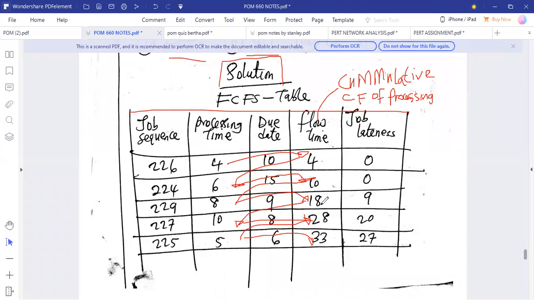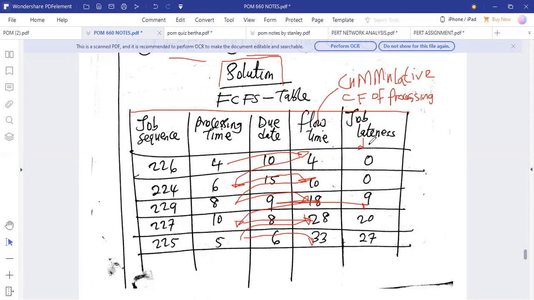All right. Then we are comparing these for lateness. The other one is our 227, the flow time is 28, and the due date is 8. So we are late by 20 days. Getting down to 225, our flow time is 33, and the due date is 6. We are late by 27 days. So these ones, according to the question, are in days. Is it clear so far?